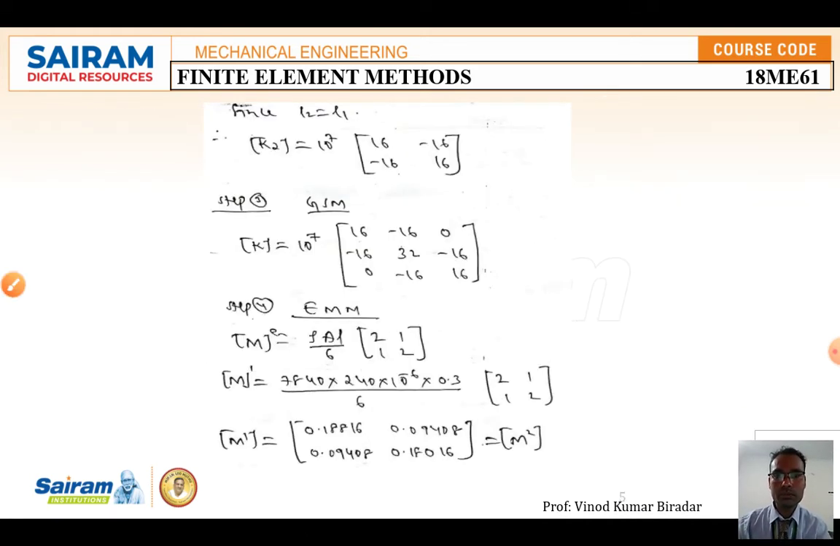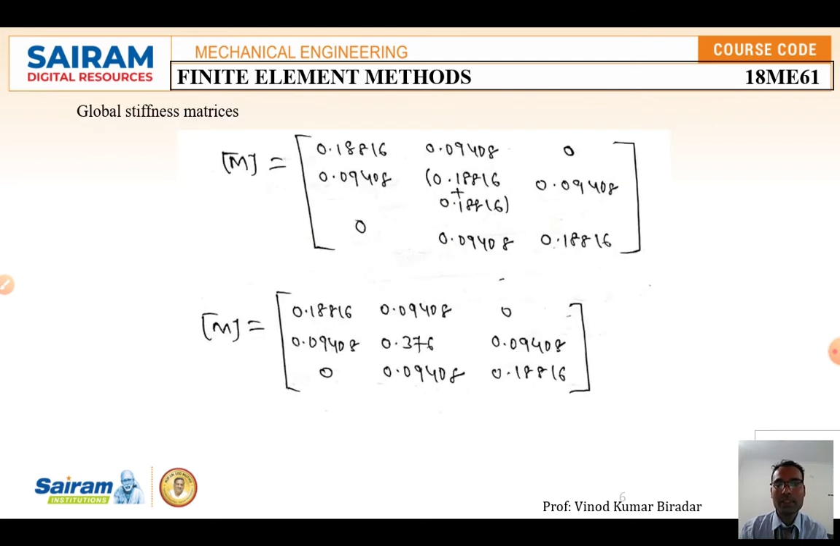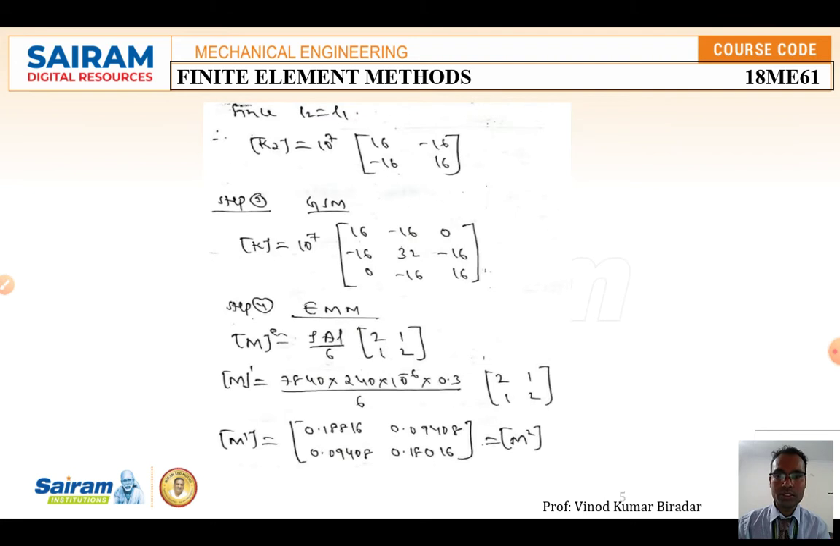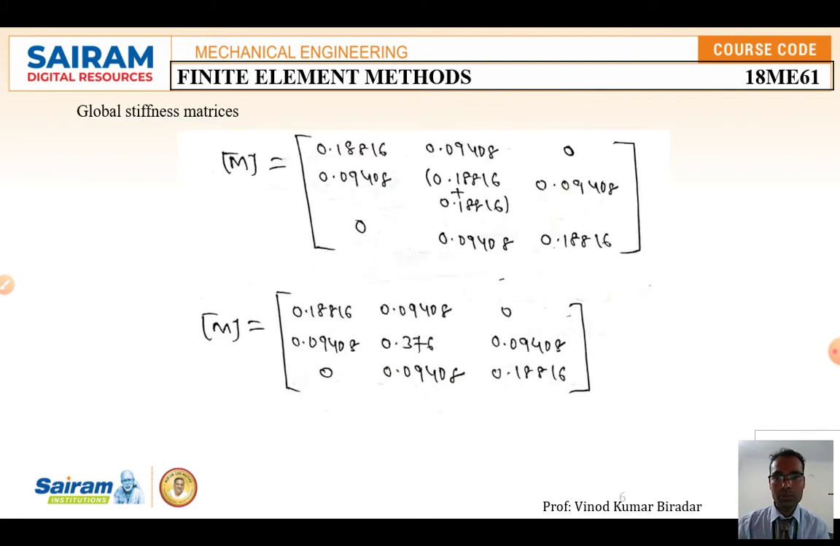After calculating the global stiffness matrix, again we need to calculate the elemental mass matrices. We have the formula: elemental mass matrix is equal to mass density rho A L by 6 times the matrix 2 1, 1 2. Substitute for the first element. Here both the area and length are the same, so the second element is also the same, that is m1 is equal to m2. Combine both the mass matrices m1 and m2. After addition of m1 and m2, this is the final elemental mass matrix you are going to get.